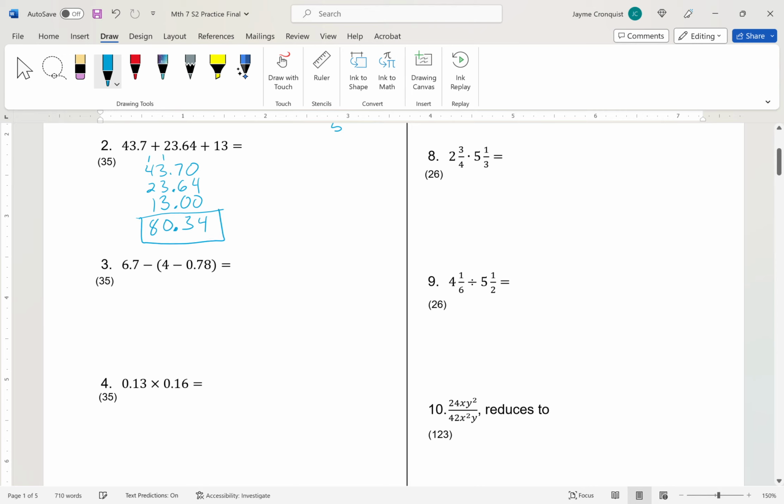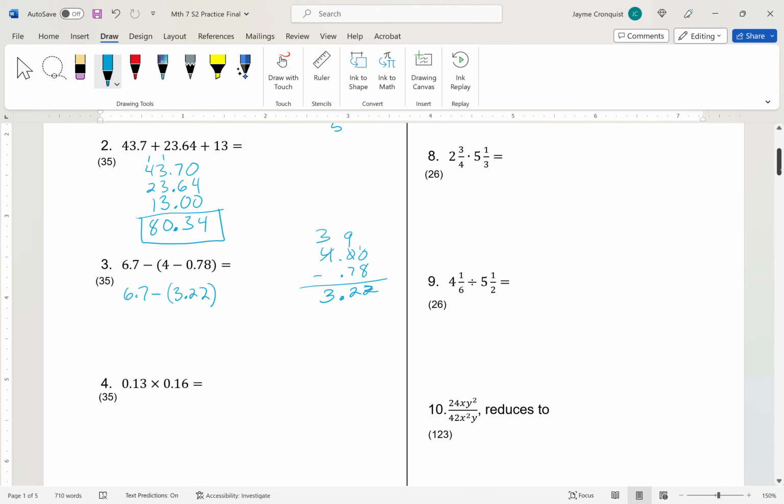Alright, number 3. 6.7 minus... well, what is 4 minus 0.78? 8 from 10 is 2. This is now a 9, and that's a 3. 7 from 9 is 2. And 0 from 3 is 3. So, that would be what this answer is in here.